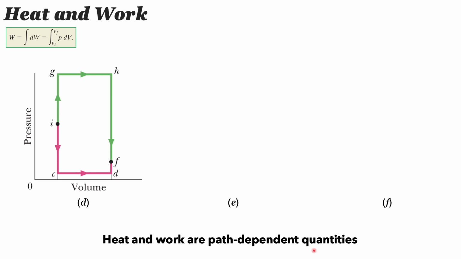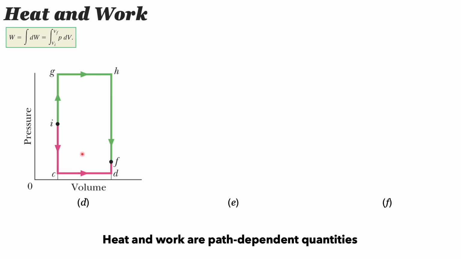See another one. In this, the initial state is this and the final state, these are the same as before, but this green line represents one path and this red line represents another path. You can notice that first we are going from this to G, from G to an H state, H to the final one F, and the other one from I to C, C to D, and D to F.